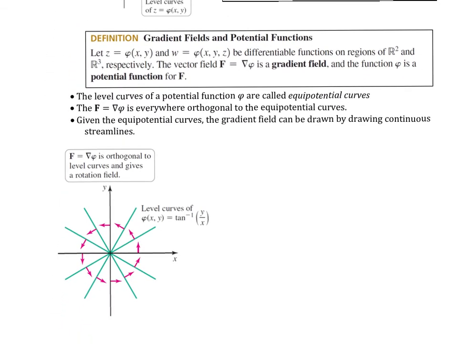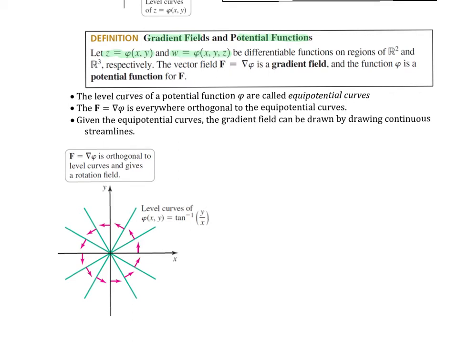Here's our definition in the box below of the gradient field and the potential function. So let's say that our surface z is a potential function, but we can also talk about w as a potential function with x, y, z. So it doesn't have to be two independent variables, it could be three independent variables. And in fact, mathematically, we can have more than that. But usually, two and three is where we would stop.